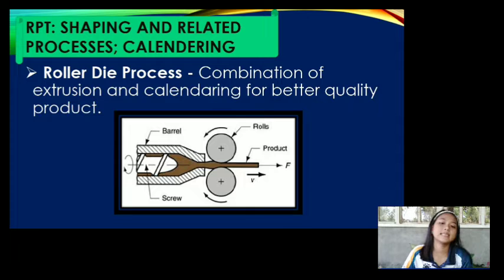Next, it is the roller die process. The roller die process is a combination of extrusion and calendaring for better quality production, which comes from the barrel. There are parts here on the screen that you can see: a barrel, screw, rollers, and products.